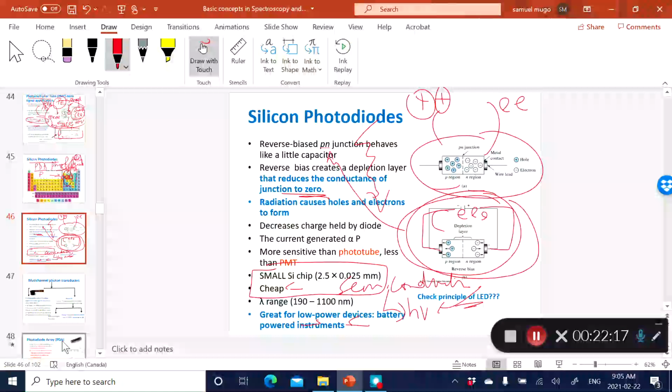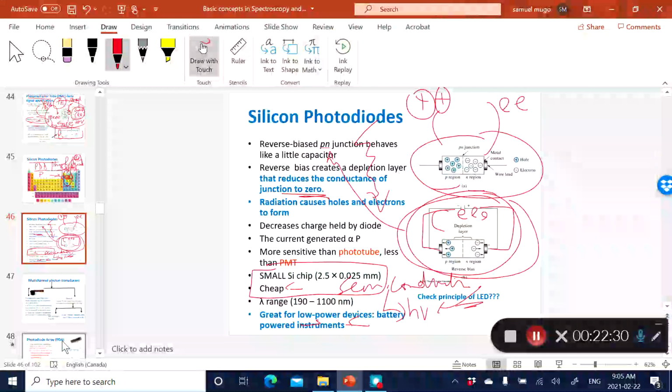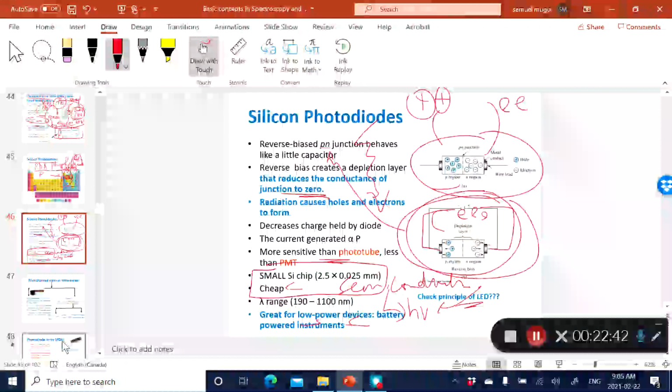And as such, this type of detector is very good for portable spectrometers, which you want to take to the field, because you don't need a very high charge supply. You can just use batteries and so on. And yet, they're still fairly sensitive, but not as sensitive as a PMT, the photomultiplier tube.